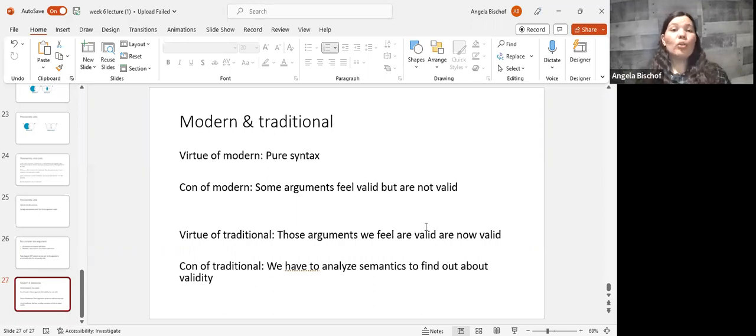But a con of the traditional interpretation is that now we have to analyze semantics to find out about validity. And validity is supposed to be a purely syntactical concept, where we don't have to worry about messy semantics when we're evaluating validity. All we're evaluating is the structure of the argument. So under this traditional interpretation, we lose the very essence of validity, which is pure syntax, because now we have to go analyze semantics. We have to go out and look in the world and see if there are dogs and see if there are mammals and see if there are friendly creatures and see if there are unicorns in order to figure out whether our arguments are valid or invalid. So no interpretation is better than any other one. There are significant differences, and you'll need to know those differences in order to do well on the next quiz.